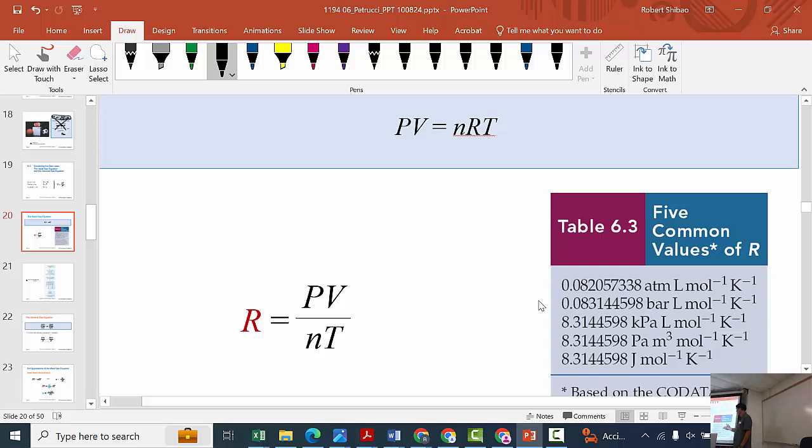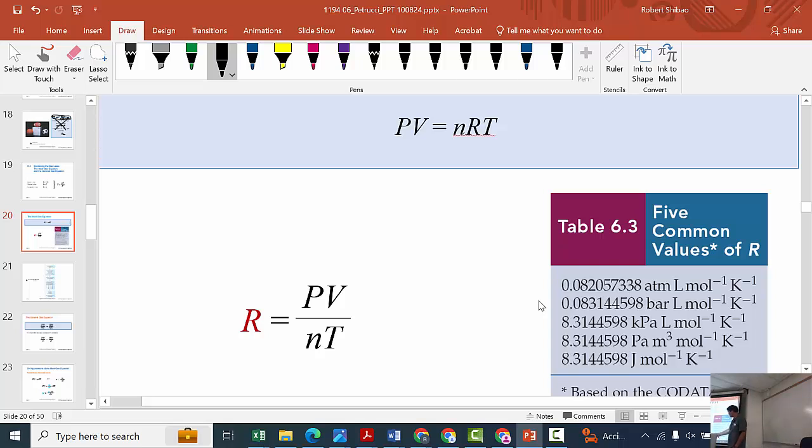In Chem 4, he really liked torr, and so it's like 62.4. But it's not useful to memorize all the R values. The best thing is just to memorize this one here. And maybe this one here. This one's a good one to memorize as well.